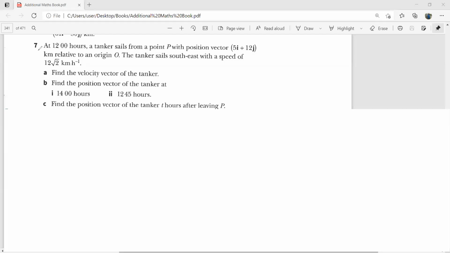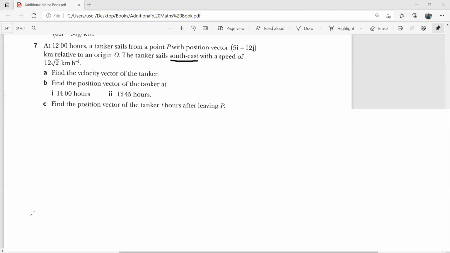Look at this question number 7. It says at 1200 hours, a tanker sails from a point P with this position vector. Now we're given the position vector relative to an origin. The tanker sails southeast. The tanker is going towards southeast.